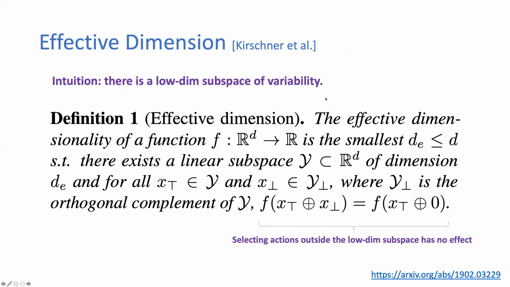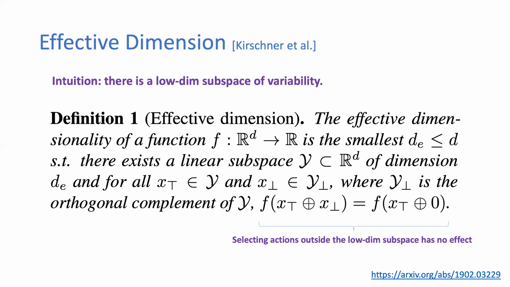I want to briefly talk about a concept called effective dimension. This is work that appeared recently at ICML from Andreas Krause's group at ETH Zurich. You can see the paper linked at the bottom right. The intuition is that we're in a high-dimensional action space with a Gaussian process belief over the fitness function, but suppose there is only a low-dimensional subspace of variability. This might happen because the action space is over-parameterized, so there's some redundancy between the parameters. There's a low-dimensional subspace of variability, and outside of it, in the null space, the function is invariant. This is the actual definition from the paper.